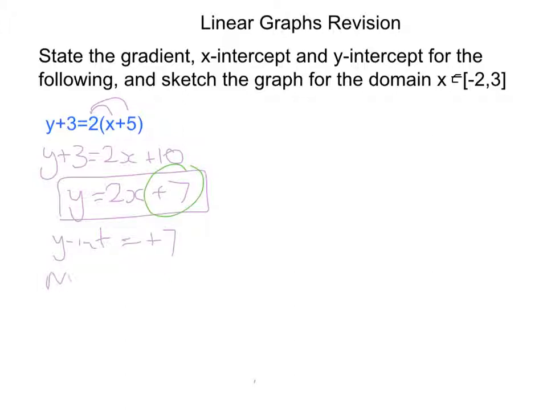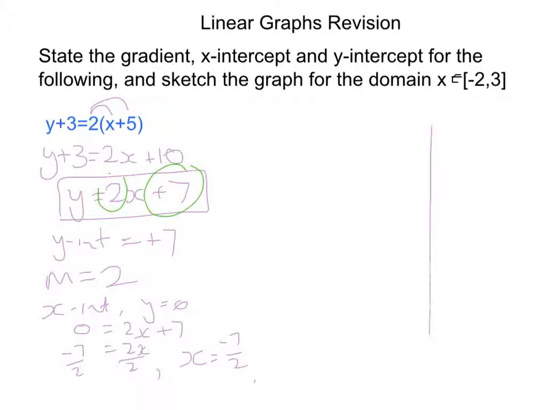The gradient will be equal to 2. And for our x-intercept, we need to make y equal to 0. So 0 will be equal to 2x plus 7. If we take away 7 from both sides, we get negative 7 is equal to 2x. Then divide by 2. That'll give us x is equal to negative 7 over 2.